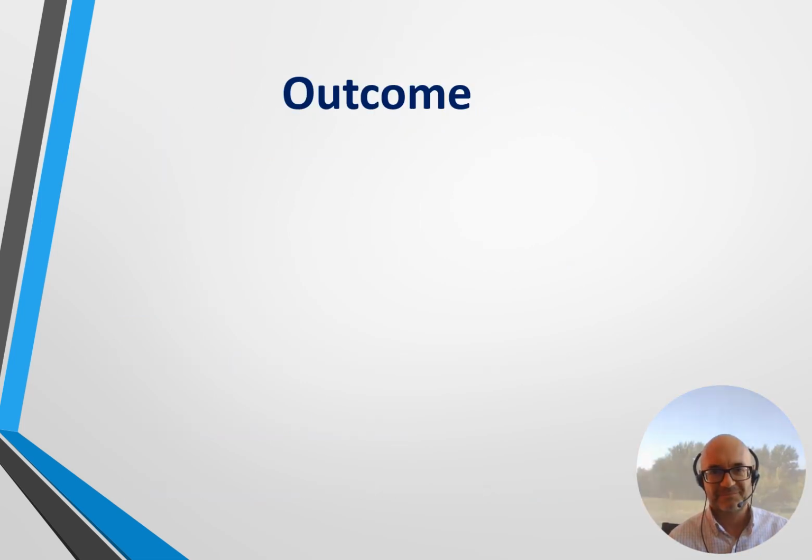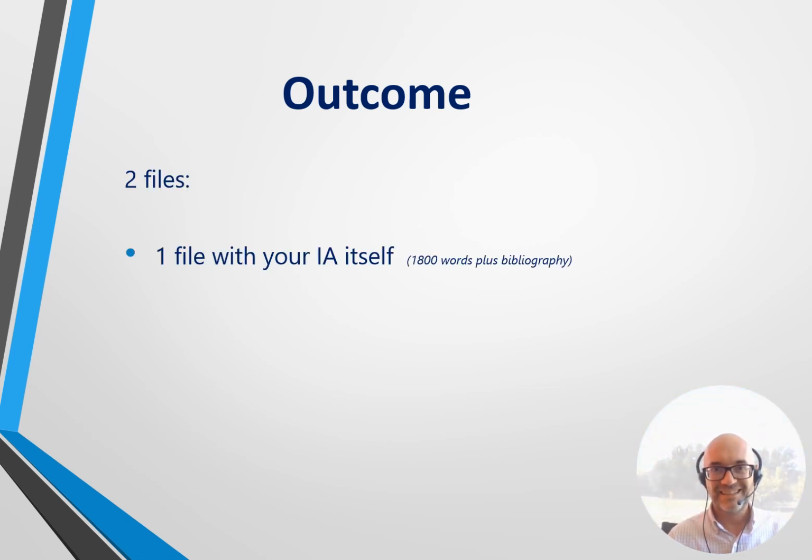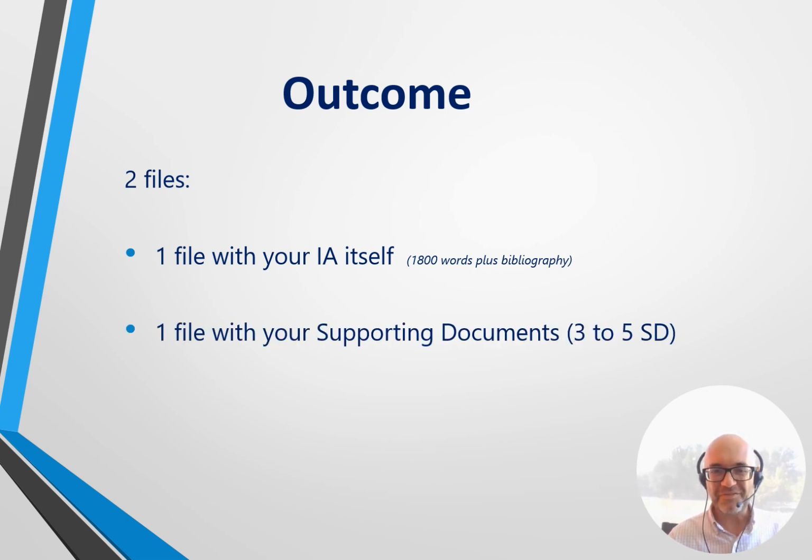The outcome of your IA will be two files. File number one, it will be the IA itself, 1800 words maximum, plus your bibliography, and also one file with your 3 to 5 supporting documents. So you will give your teacher two files.